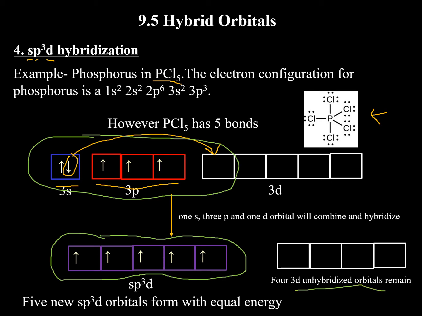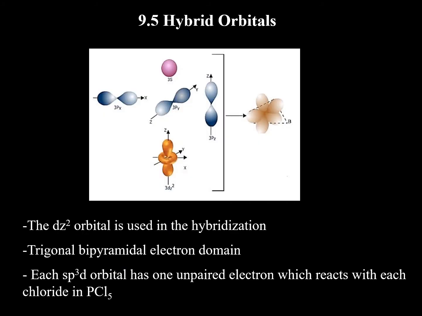Now these sp3d hybrids can combine with chlorides. Each chloride comes in to make a bond. You remember in a bond, there's 2 electrons. So these bonds are formed from the hybrids on the central atom with the 3p orbital from the chlorides. This is a nice diagram. What happens when they combine? And we recall there's a trigonal bipyramid electron domain for PCl5. And we'll go through this in a second.